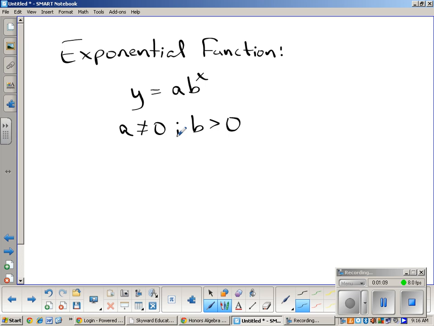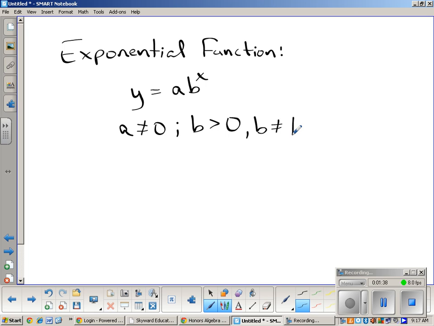And one more little side note, b cannot equal 1. If b is equal to 1, we don't have an exponential function. We have a horizontal line where y is equal to a. So whatever a is, that would be our horizontal line. Okay? So b cannot equal 1, and b has to be bigger than 0, but b can be any other number. Okay?